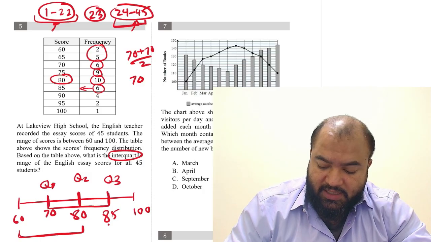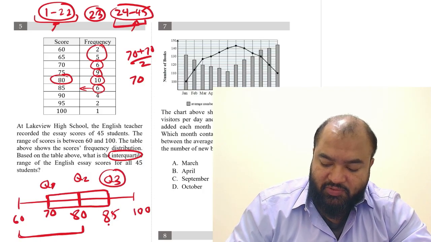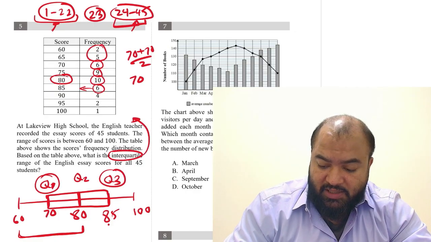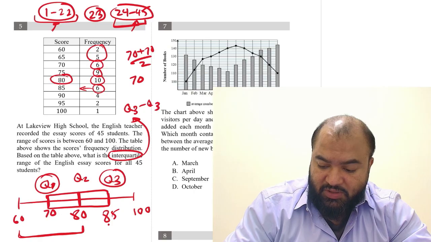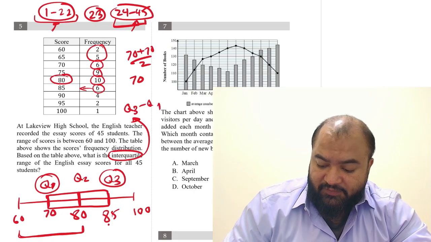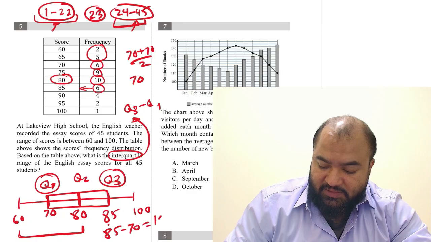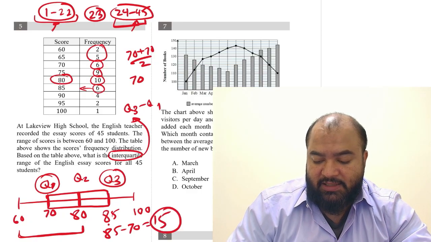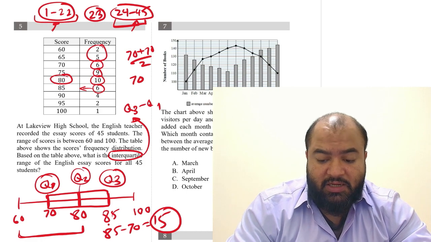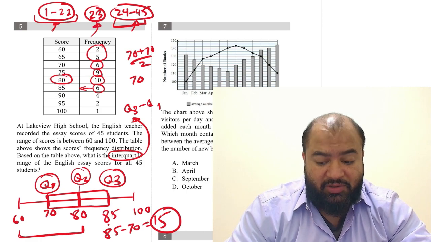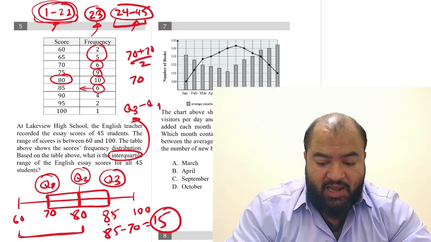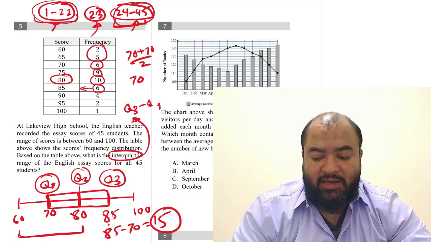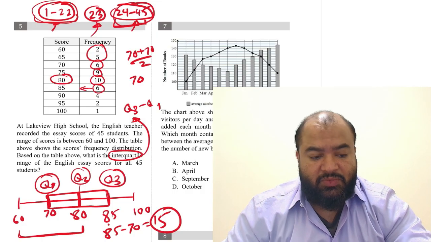If you want to find the interquartile range, you do quartile 3 minus quartile 1. That's the rule. Now, 85 minus 70 is 15. So that's the answer. Pretty simple. The median of the whole thing is quartile 2, the 23rd of the 45 numbers. The median of the first half of the data is quartile 1, and the median of the last half of the data is quartile 3.